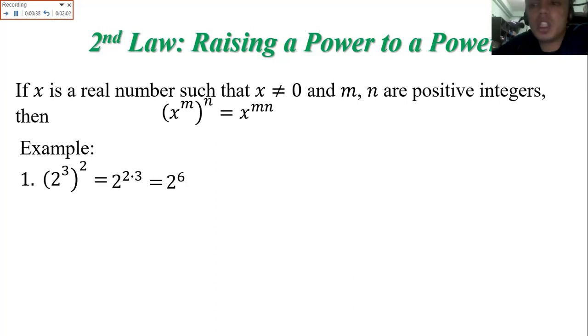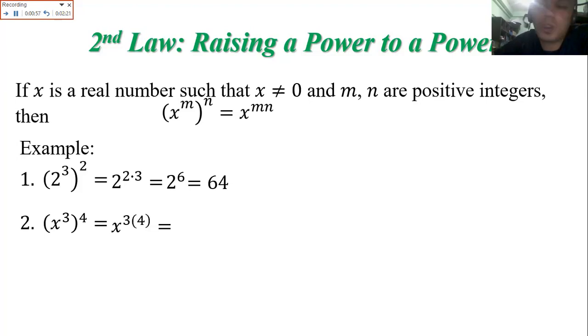And since yung base natin is a number, evaluate natin. 2 raised to 6, meaning to say we are going to multiply 2 six times by itself. So, 2 times 2 times 2 times 2 times 2 times 2, and that is equal to 64. Okay, next, x cubed raised to 4. Again, multiply the exponents. We have x raised to 3 times 4, and that is equal to x raised to 12. So, i-multiply lang natin kapag iisa yung base, then dalawa yung exponent.